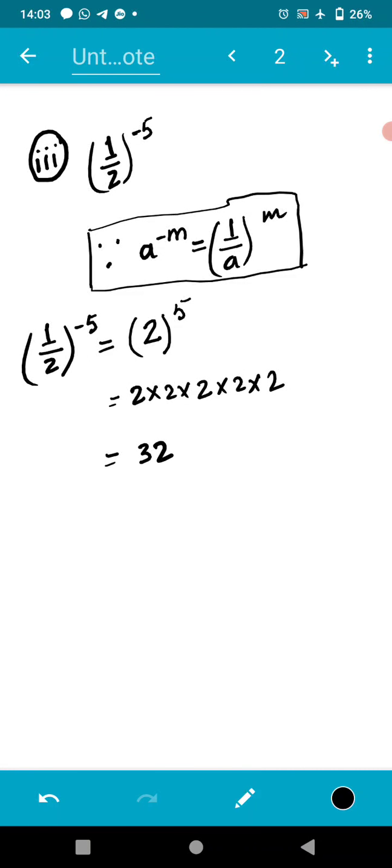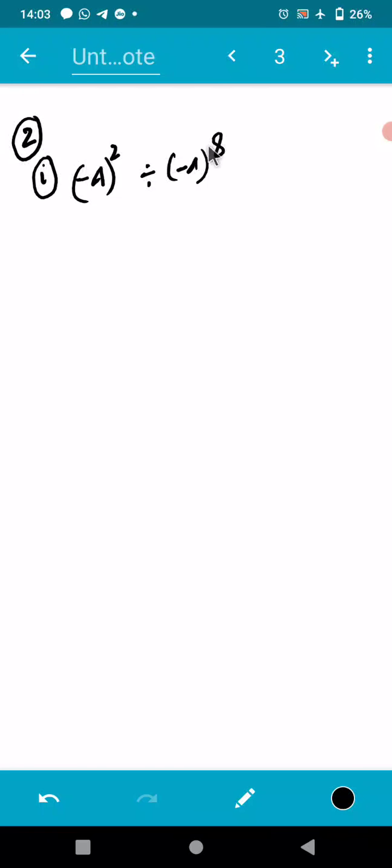So this is a required answer of question number 3. Now let's move on to question number 2, in which it has said to simplify and express the result in power notation with positive exponent. That means we do not have to expand the values. We just have to give the answer in the positive exponent form.